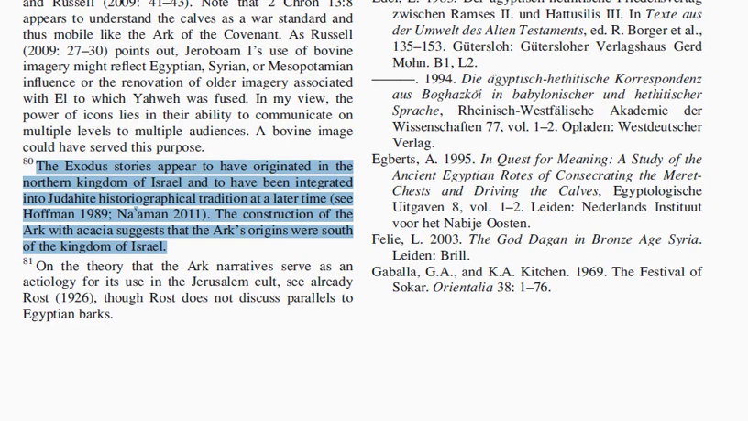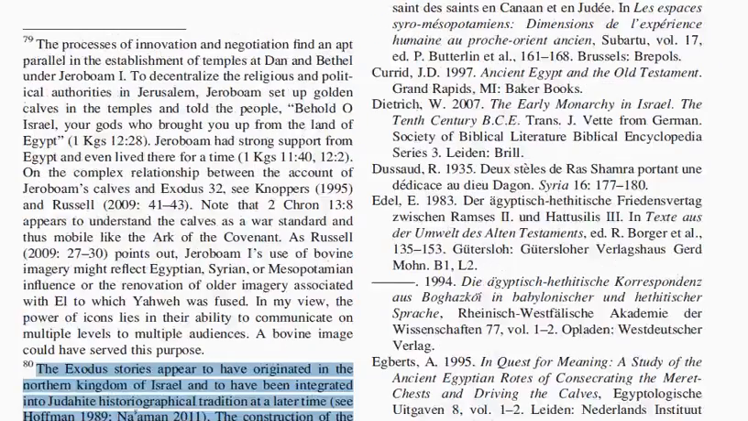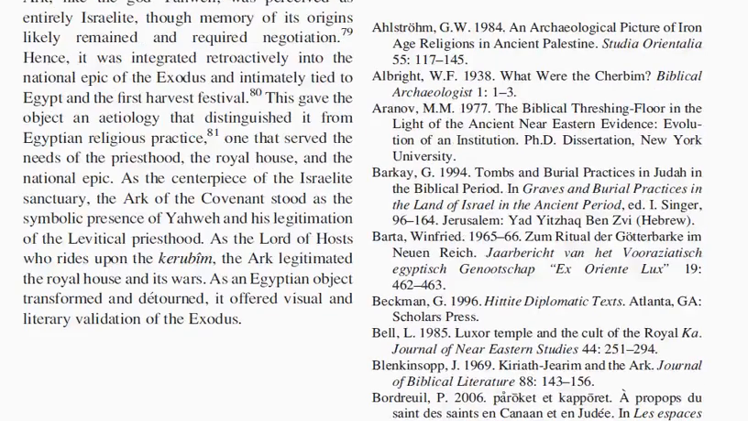Footnote: the Exodus stories appear to have originated in the northern kingdom of Israel and to have been integrated into Judahite historiographical tradition at a later time. See Hoffman 1989 and Naaman 2011. The construction of the ark with acacia suggests that the ark's origins were south of the kingdom of Israel. End of footnote. This gave the object an etiology that distinguished it from Egyptian religious practice.